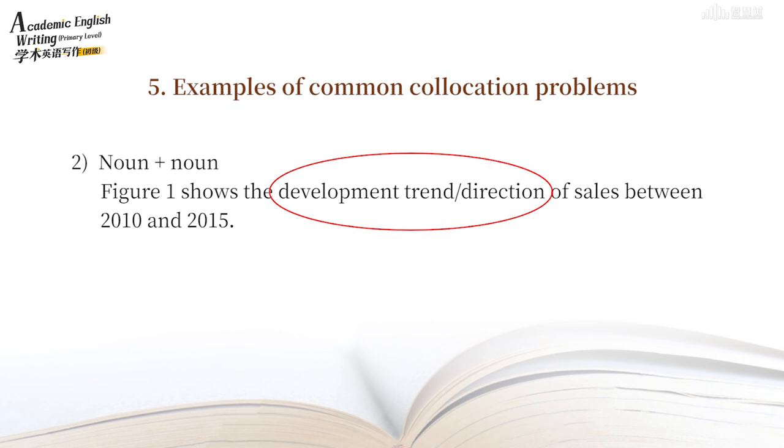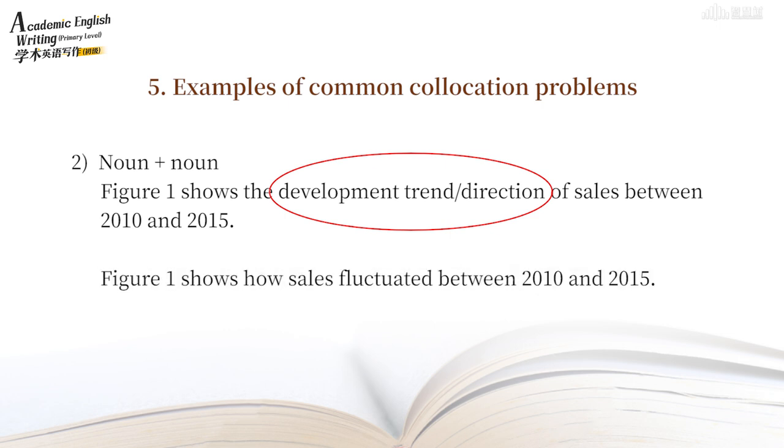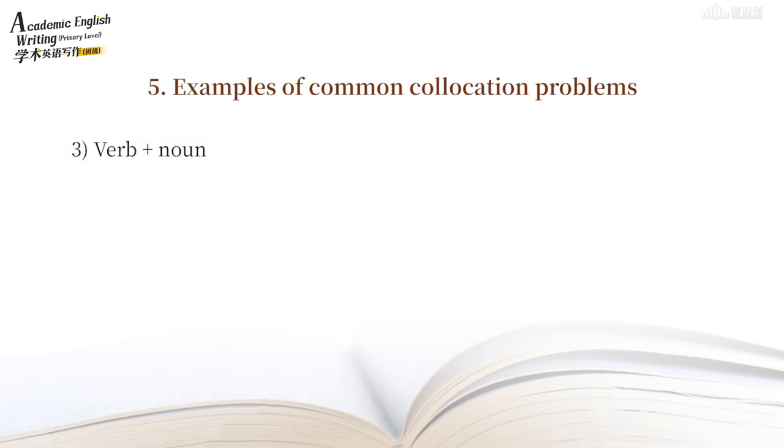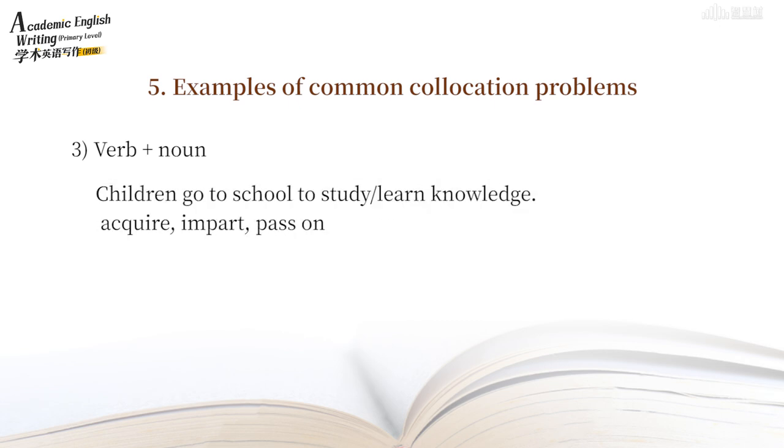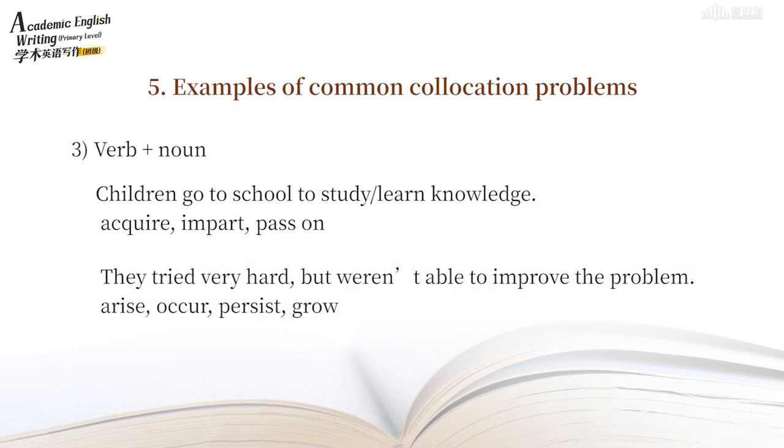Such expressions will sound strange to them, although they might be able to guess what you are saying. One way to write the sentence might be: Figure 1 shows how sales fluctuated between 2010 and 2015. 3. Improper verb-noun collocation. For example, A. Children go to school to study or learn knowledge. B. They tried very hard but weren't able to improve the problem.